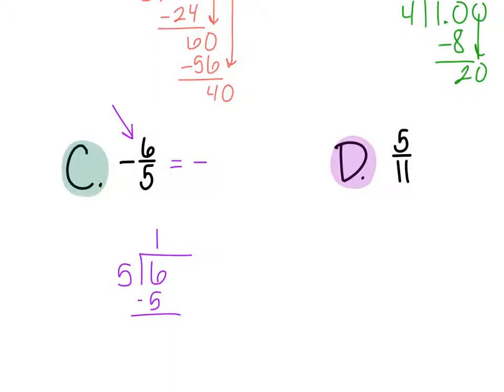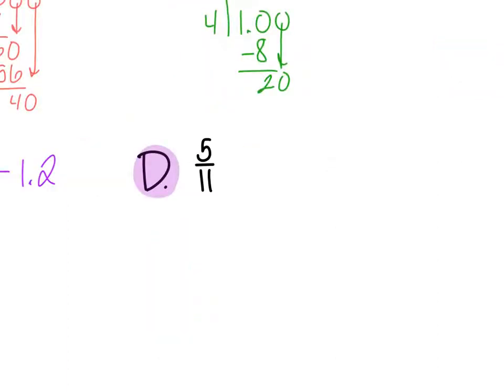And again, we're just putting that top number in the house. So you add a decimal point and then a 0, drop down your 0, and 5 goes into 10 twice. So we get -1.2.